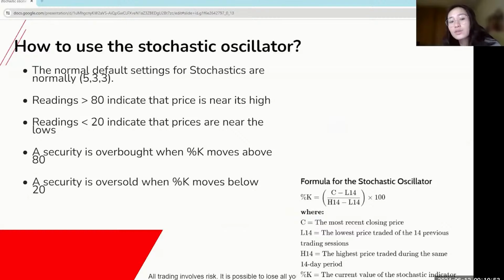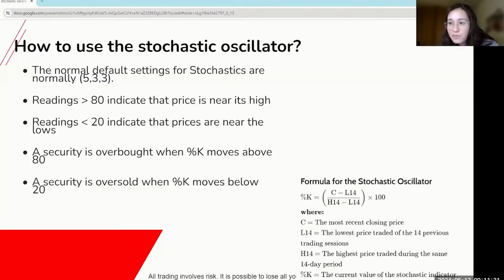So how do you use it exactly? For us, we will use the settings 5, 3, 3. Readings that are greater than 80 indicate that price is near its high. Readings that are below 20 indicate that prices are near the lows. A security is overbought when K moves above your 80 line, and oversold when K moves below 20. I've included the formula for the stochastic oscillator as well in case you were curious.